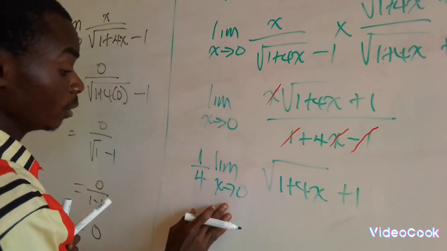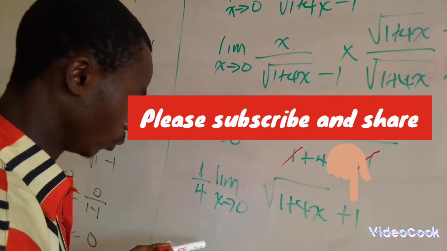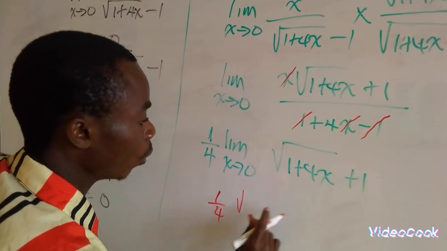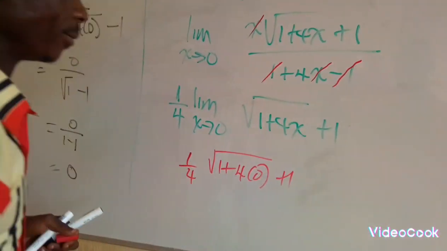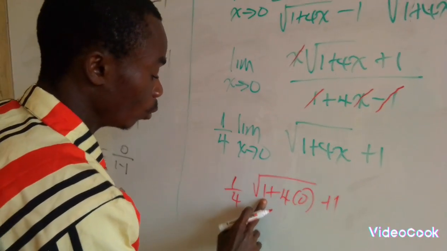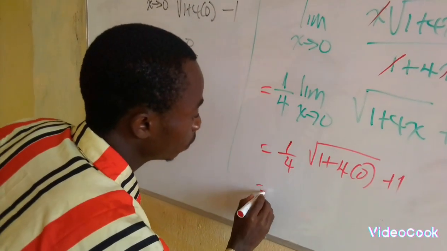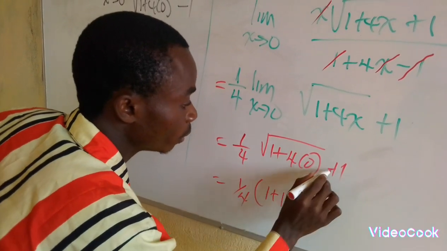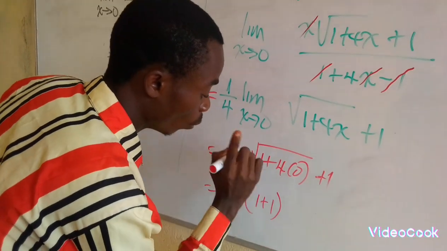Now we're going to plug in 0 wherever we see x to evaluate the limit of the function. So to do this quickly, we have 1 over 4 times the root of 1 plus 4 times 0, plus 1. 4 times 0 gives us 0, so we're left with 1 under the root, and the root of 1 is 1.